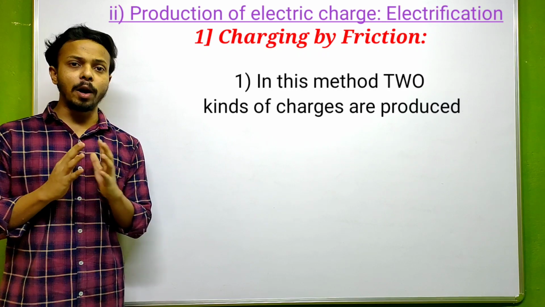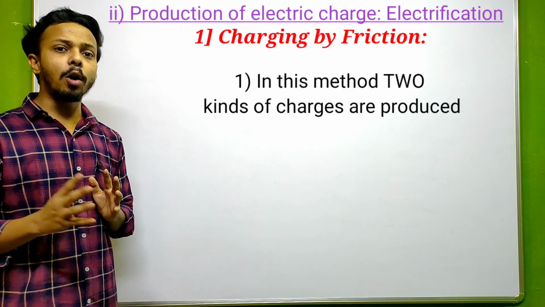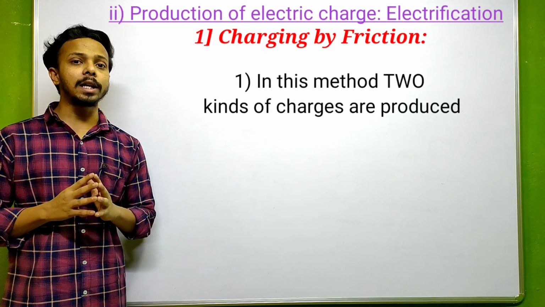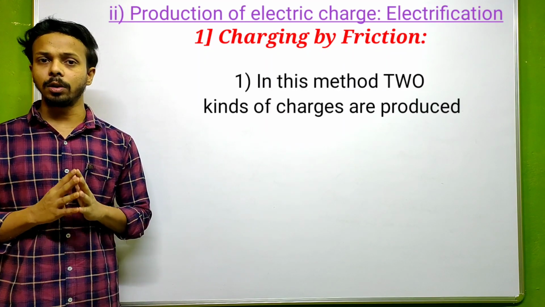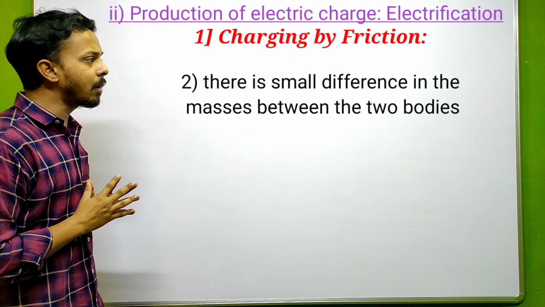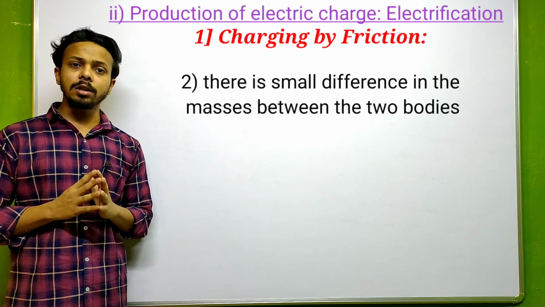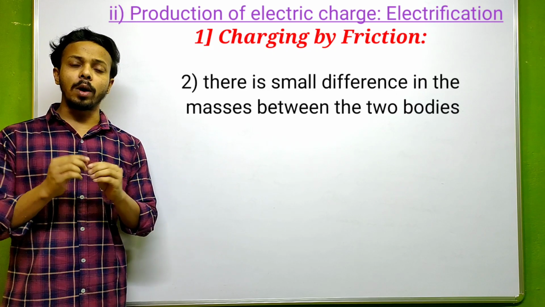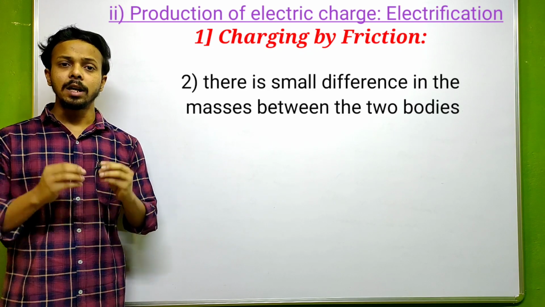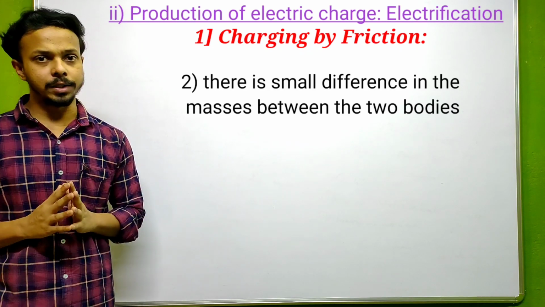Means when two bodies are rubbed against each other, one body gets positively charged and one body gets negatively charged. So in this method, two kinds of charges are produced on the body. And the second point to understand is, because the glass rod loses some electrons to the silk cloth, there is a variation of mass; the mass varies slightly.